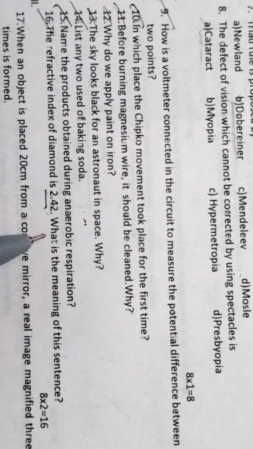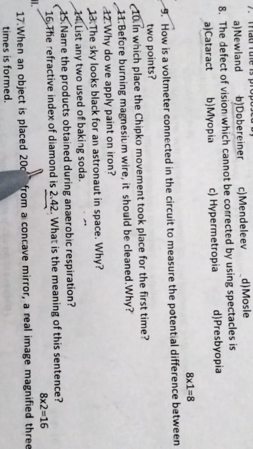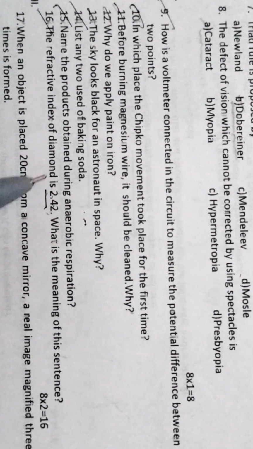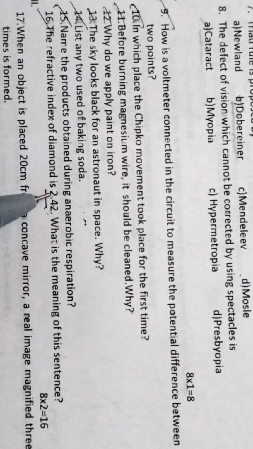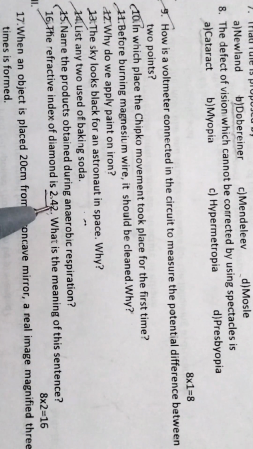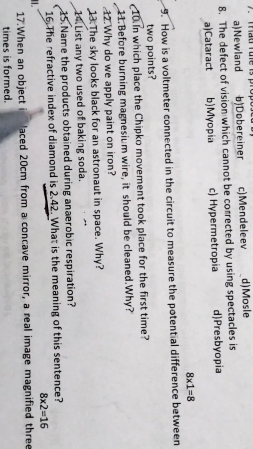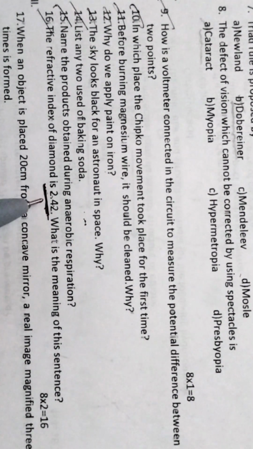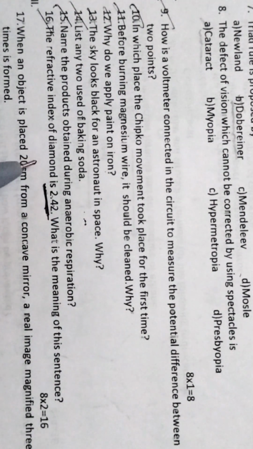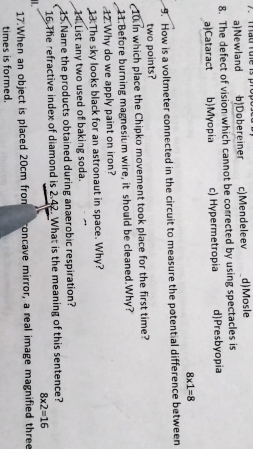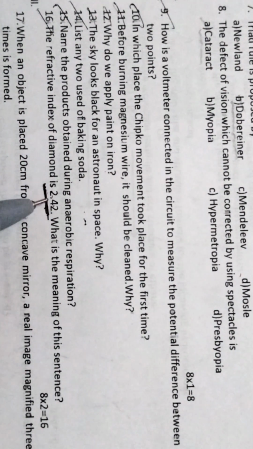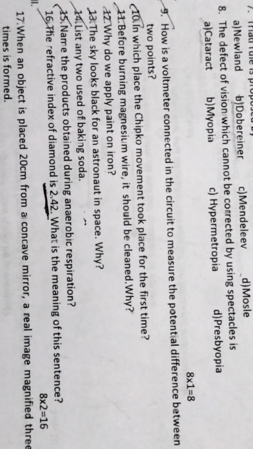If you compare the speed of light in air with the speed of light in diamond, the speed of light in diamond is this much less than in air. The speed of light in diamond is 2.42 times lesser than the speed of light in air. So this is the meaning of this statement. So let us go for the next set.